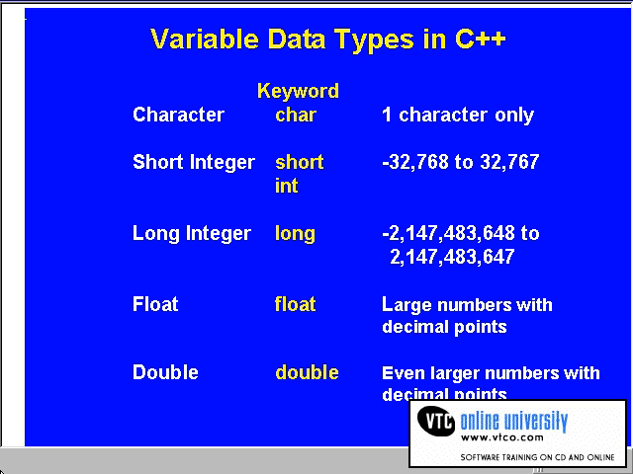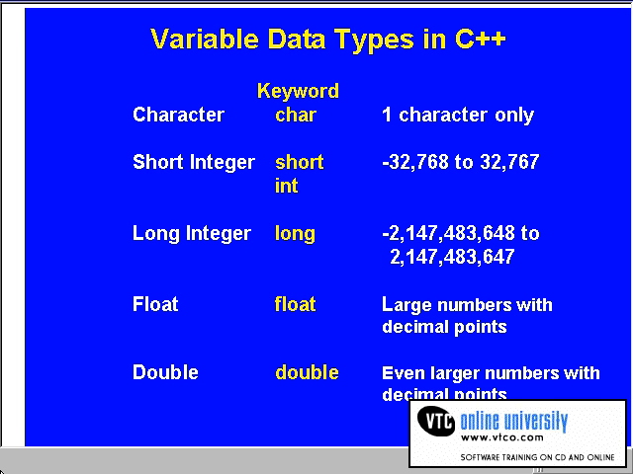The character data type, which will use the keyword char, C-H-A-R, and notice that it is lowercase. In fact, all of the keywords are lowercase. It can store one character and one character only. There is a string data type that we will discuss later, but for now, the character data type can store one character. There are two different classifications of integers.